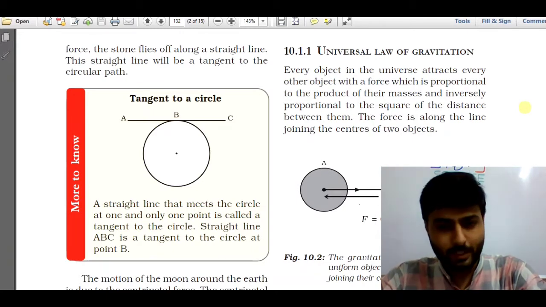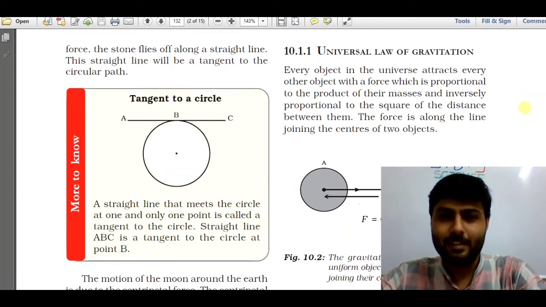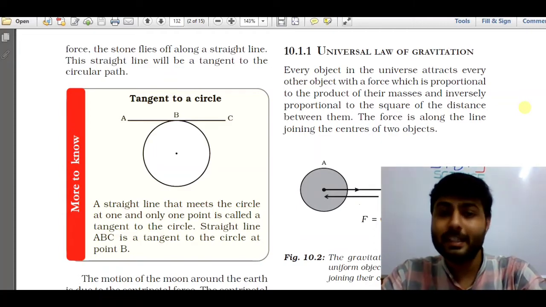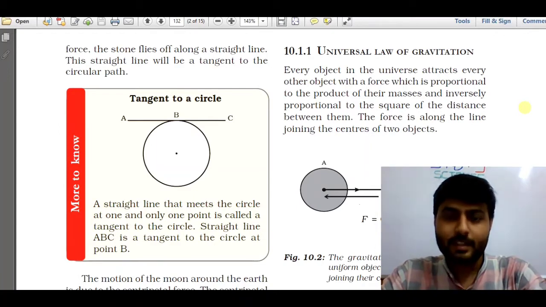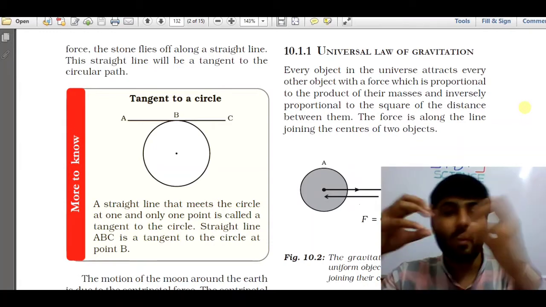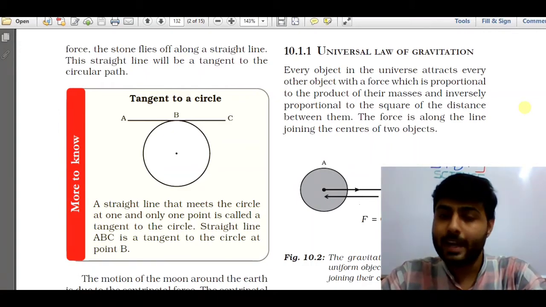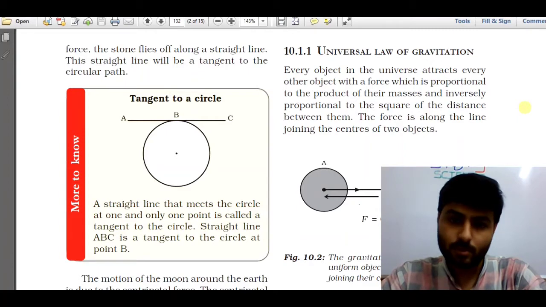I am Soham Jagat. In the last lecture, we discussed gravitation, the introduction to gravitation, and Newton's conclusion about how the moon moves around Earth and what the reason behind that is. We also discussed that there is a force acting between any two bodies in this universe. So we call this force the gravitational force.